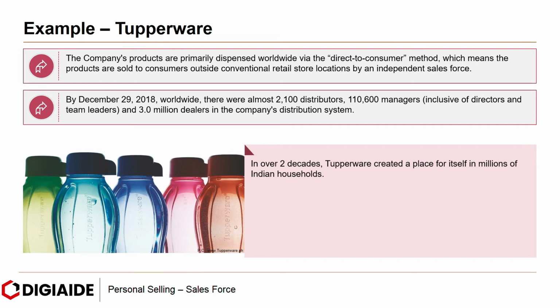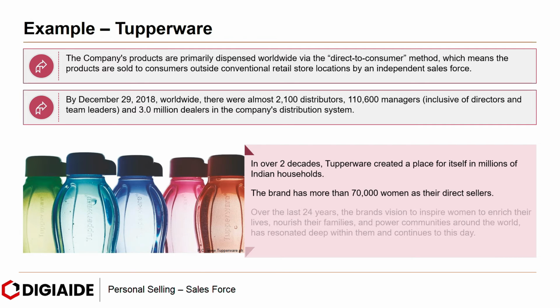In over 2 decades, Tupperware created a place for itself in millions of Indian households. The brand has more than 70,000 women as their direct sellers. Over the last 24 years, the brand's vision to inspire women to enrich their life, nourish their families, and power communities around the world has resonated deep within them and continues to this day.